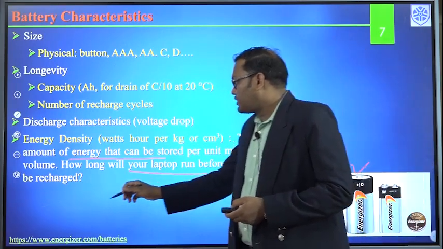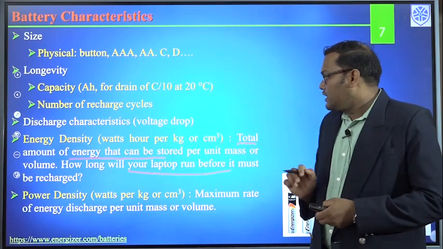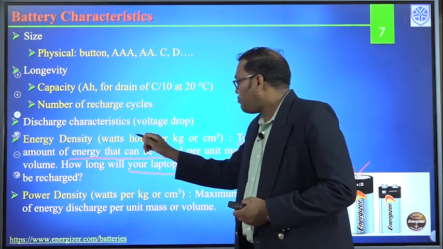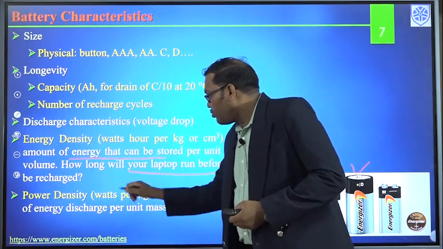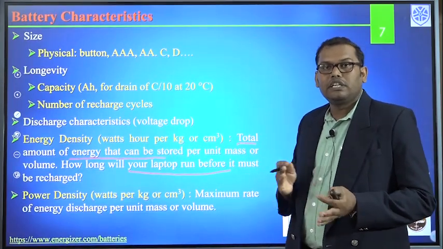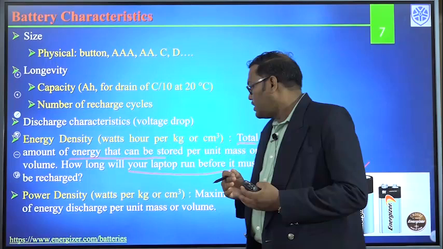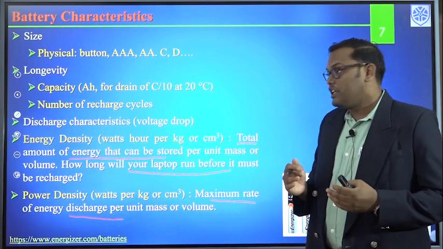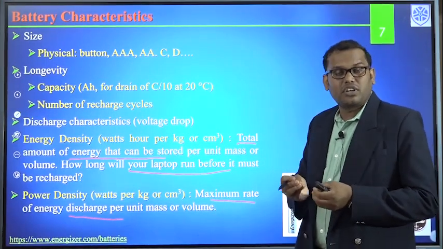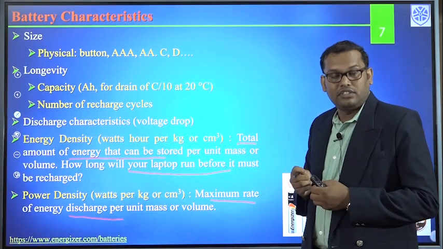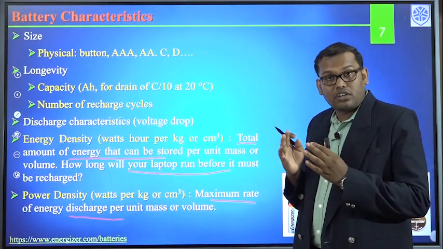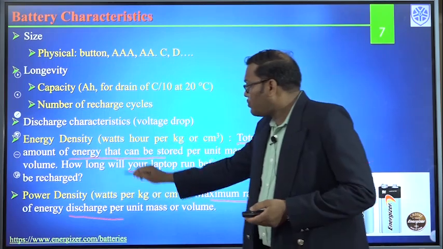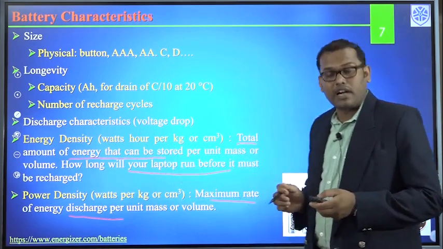One more important parameter is called power density. What is power density? That is watt per kg. Energy density is watt hour, that means power multiplied by time, and here it is watt. Watt is nothing but volt into ampere, voltage into current, that will give you the power. So, it is nothing but the maximum rate of energy discharge per unit mass. In a short period of time, how much energy I can draw, that is the power density, right. So, these two parameters are very important for a battery.